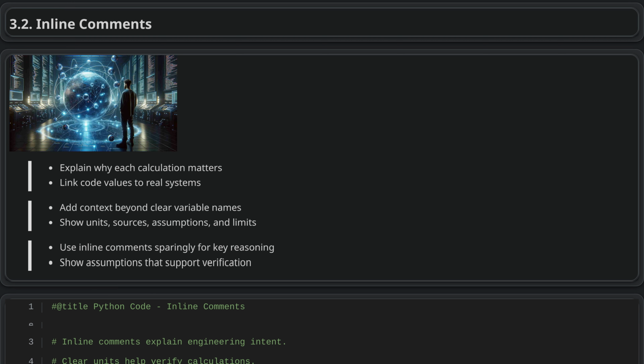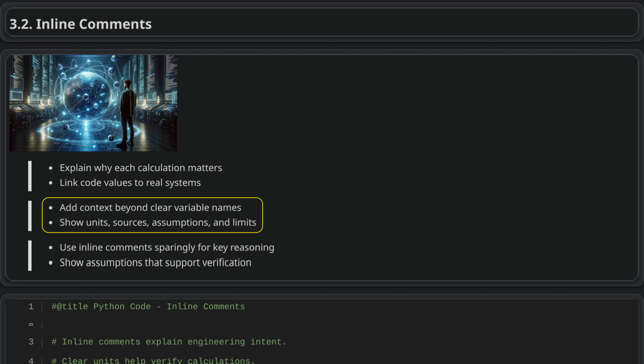Inline comments. Inline comments in engineering code should explain why a calculation matters, not simply repeat what the code does. Good comments connect computed values to the physical system, such as identifying a supply voltage or safety margin. This makes the code easier to understand, review, and verify later by others or by the original author.